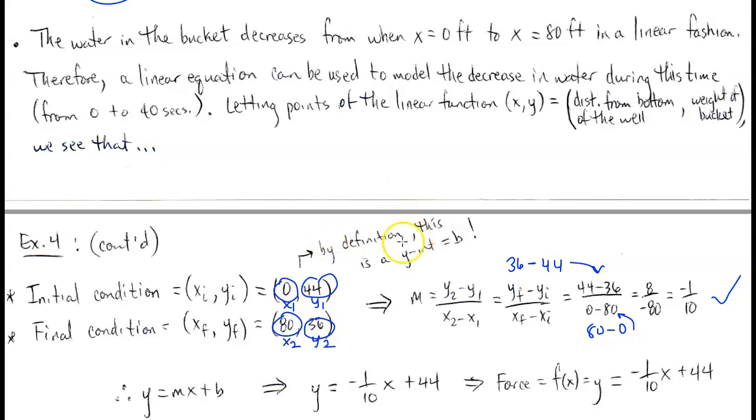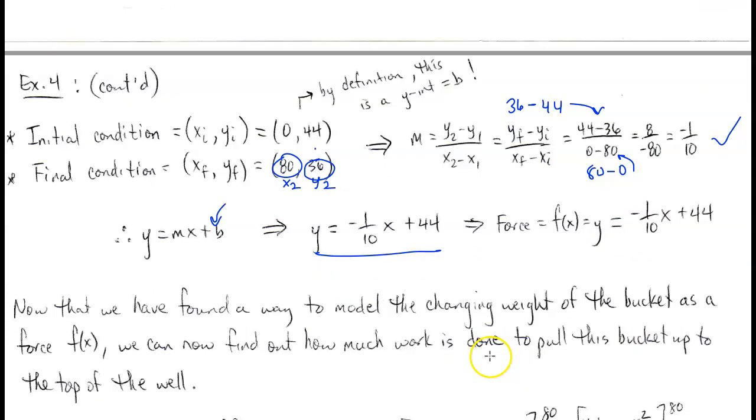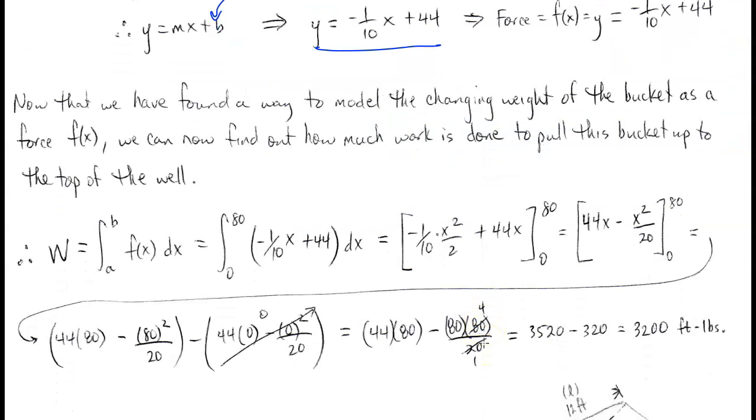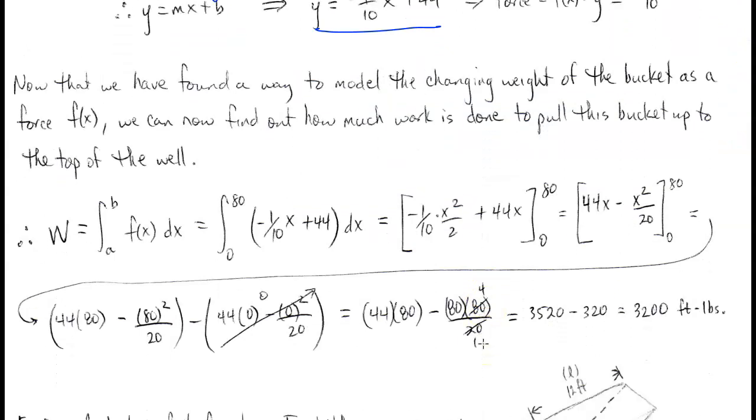And since that is our slope, and we know by definition that this point here, 0.44, is a y-intercept, we could use that 44 directly into our formula here for the force, aka the weight. So we see that our function ends up just being negative 1/10 x plus 44. So that means our function is going to end up being that. And now that we have that in place here, everything else is pretty easy.